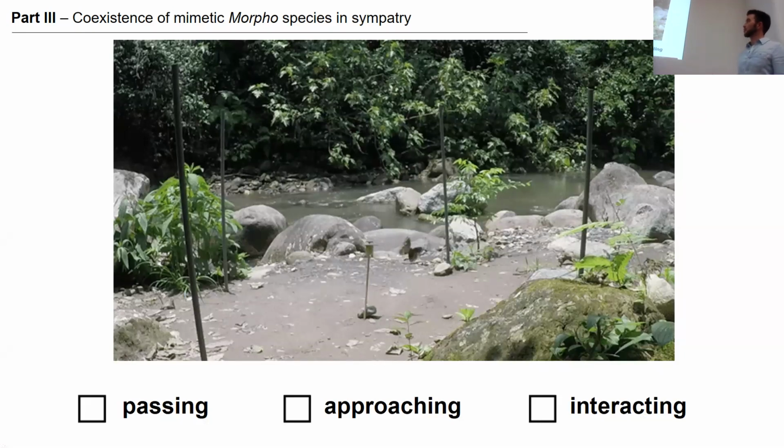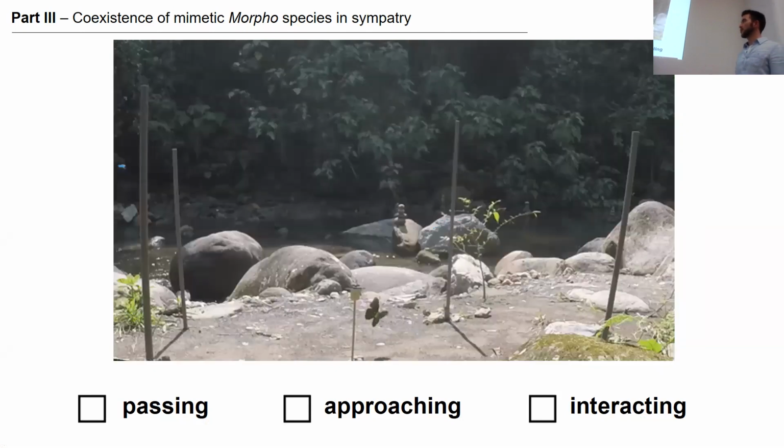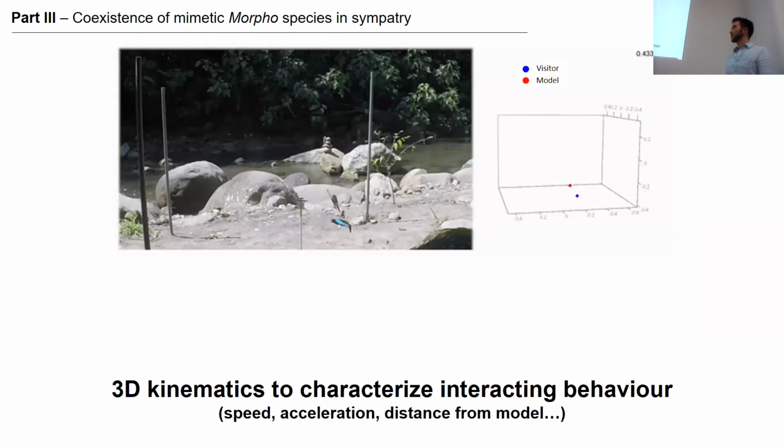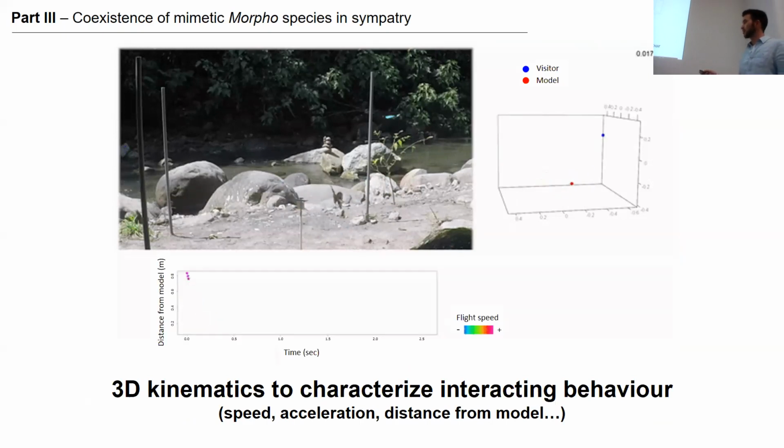First, when a butterfly was passing by the river, that you see behind, but was not interested, it was a passing. Then, if a butterfly approached the setup, seemed interested, but did not enter into the cubic space, it was an approach. And finally, if he entered the cubic space and was flying like that around the dummy, it was an interaction. And I used the 2 cameras positioned around the setup to reconstruct the 3-dimensional kinematics of the interaction between the visitor and the dummy. So this allowed me to better characterize what actually happened during these interactions. For example, I measured the distance between visitor and dummy here over time, and the flight speed of the visitor in the color gradient.